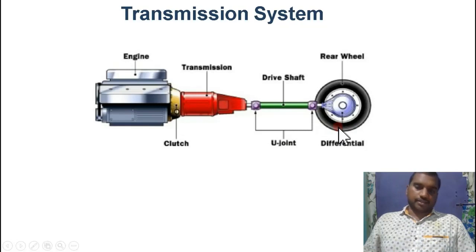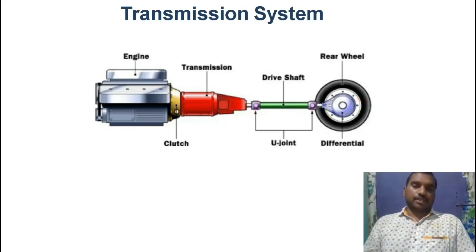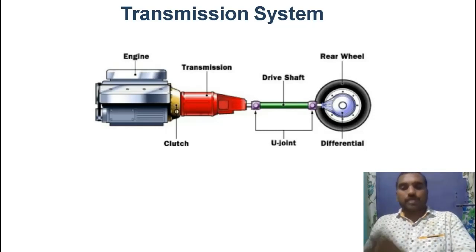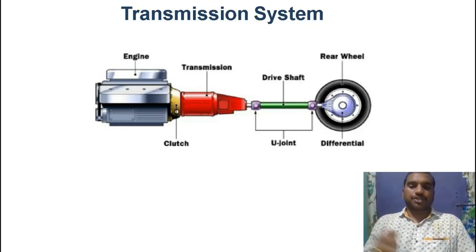The power which is generated from the engine is transferred to the rear wheels through components such as the clutch, gearbox, propeller shaft, universal joint, differential, and rear axle. Through this, engine power is supplied to the rear wheels. The system which is helpful to transfer the power from the engine to the rear wheels is known as the transmission system.